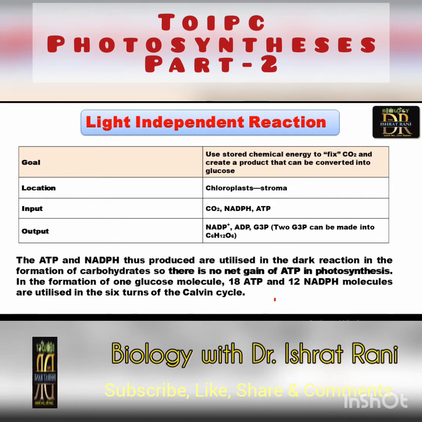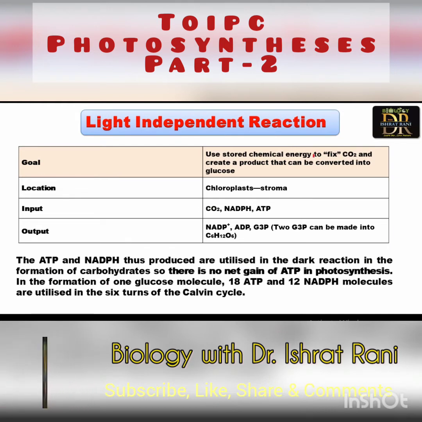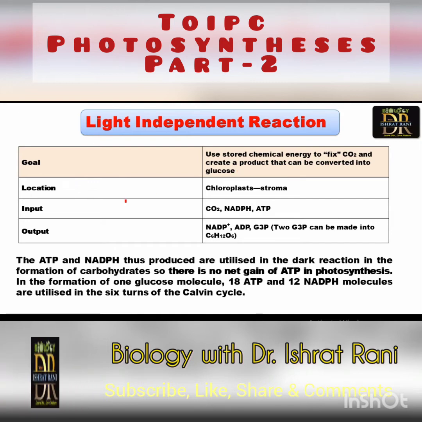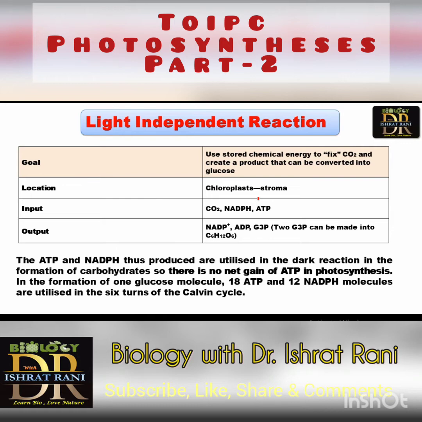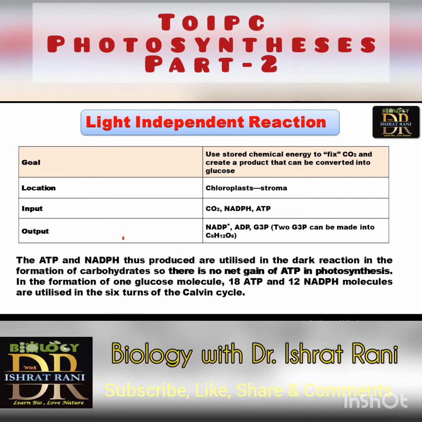So here are the goals or targets of the light independent reaction. First, use stored chemical energy to fix carbon dioxide and create a product that can be converted into glucose. Location: as I've told you, it occurs in the stroma of the chloroplast. Input: carbon dioxide, NADPH and ATP, and output: NADP+, ADP, and glyceraldehyde 3-phosphate, which can be made into glucose.